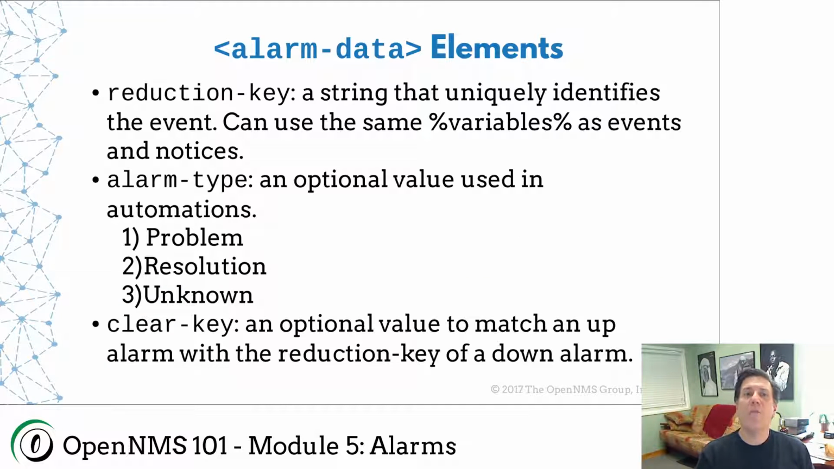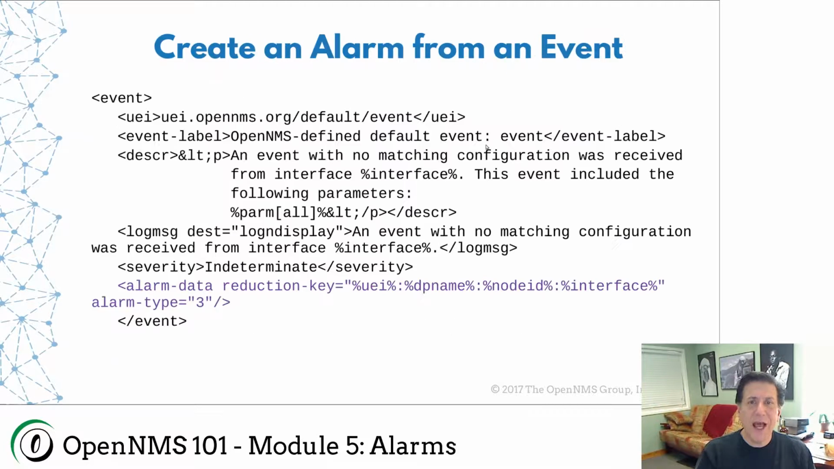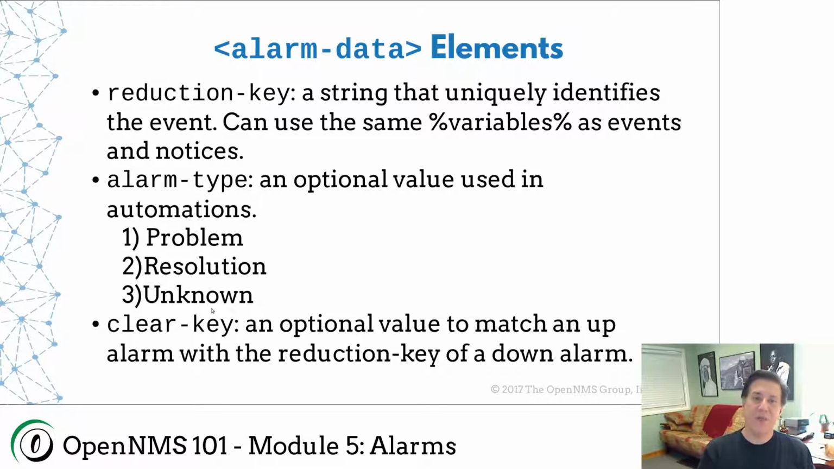So what are the alarm data elements? You've got your reduction key, and it's a string, and it uses the same little percent variable as we talked about in events and notices. Now the alarm type, if we go back here, you'll see this is an alarm type of 3. This is something we totally made up. We found it useful to have an alarm type, and we just made up the numbers. And we just decided number 1 is a problem. Number 1 is something that needs attention. It's a down. So we need to associate down alarms with down, because there's no way in OpenNMS to know that a particular string is a down unless we tell it. And this is how we tell it.